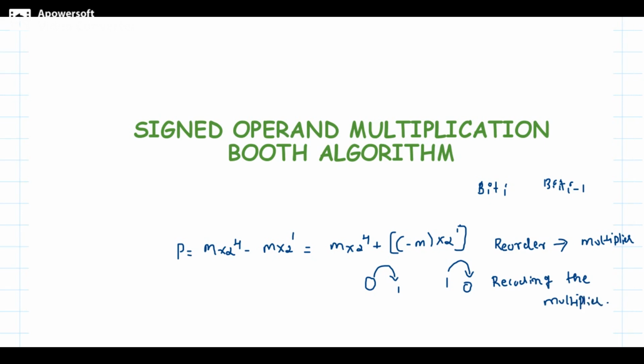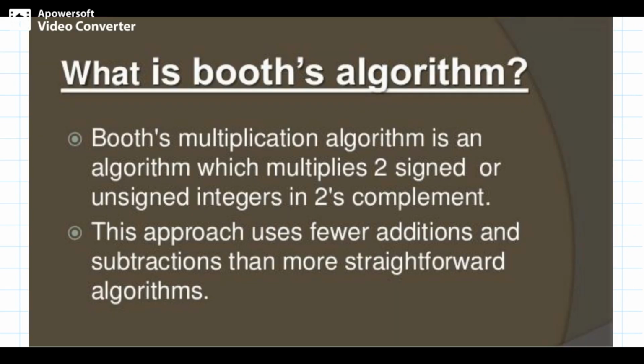In Booth's recoding, every sequence of ones is replaced with a sequence of zeros and a minus 1 at the least significant end and addition of 1 in the next higher position. So what is Booth's algorithm? Booth's multiplication algorithm multiplies two signed or unsigned integers in 2's complement method. This approach uses a lesser number of additions and subtractions than a more straightforward algorithm.